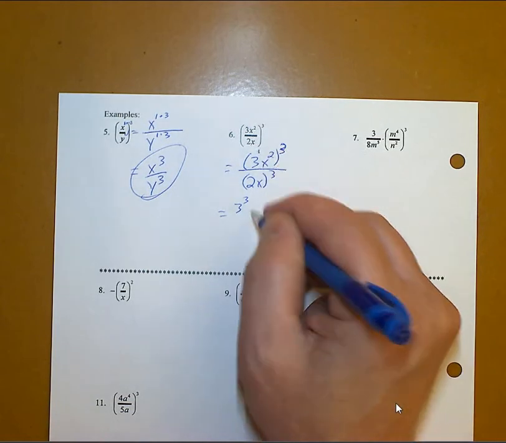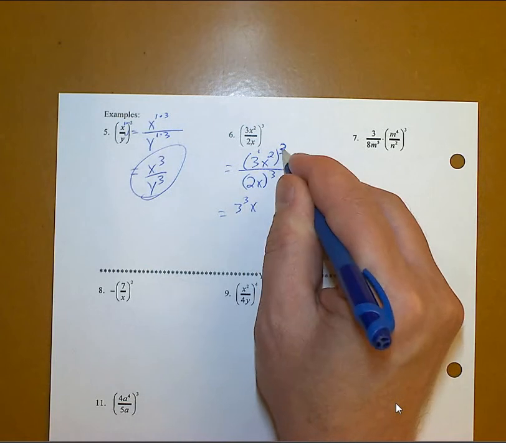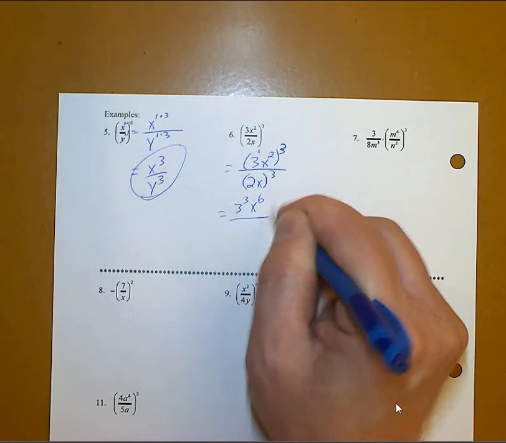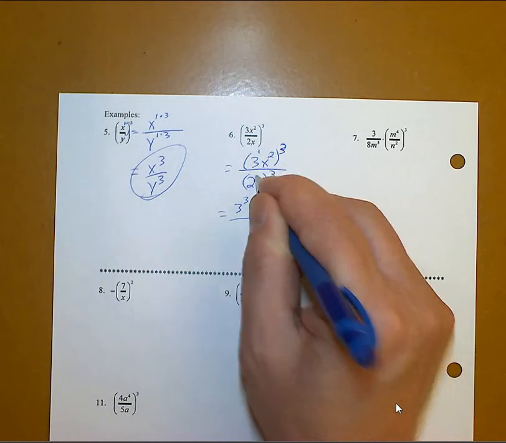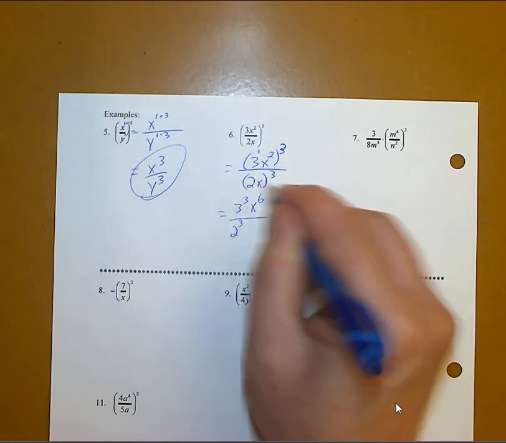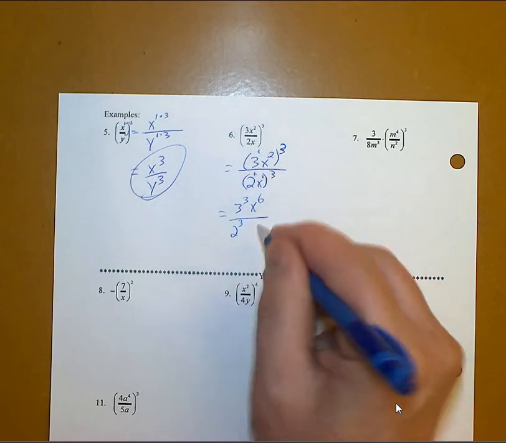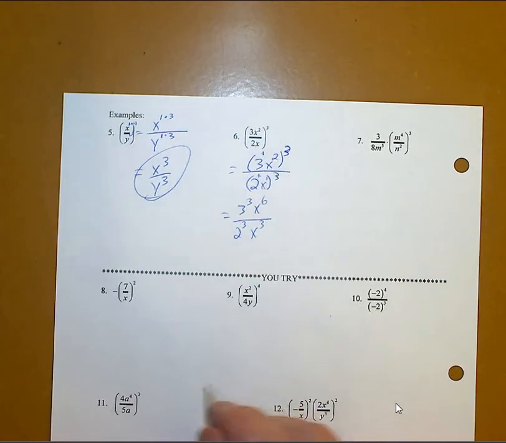x squared all cubed. I'm going to multiply that. It's x to the 6th. 2 cubed, just 2 cubed. There's a little 1 here. 3 times 1 is 3. x, there's a little 1 here. x to the 3rd. Okay?